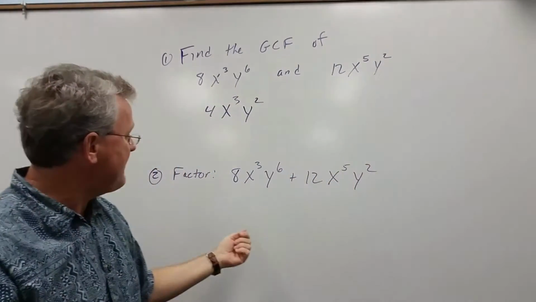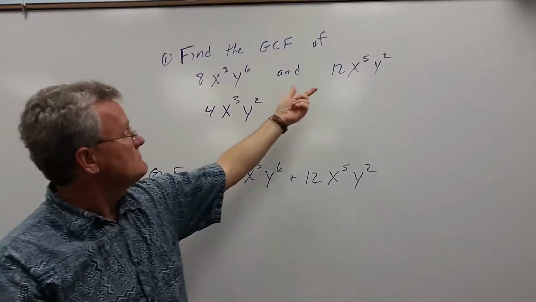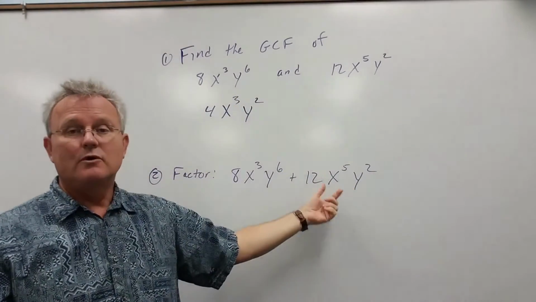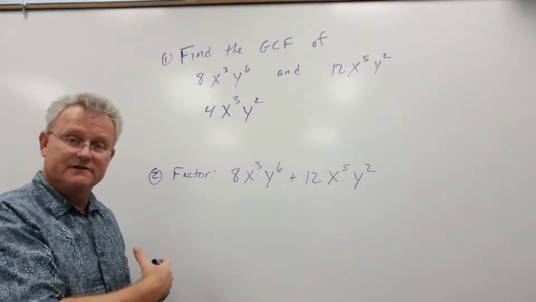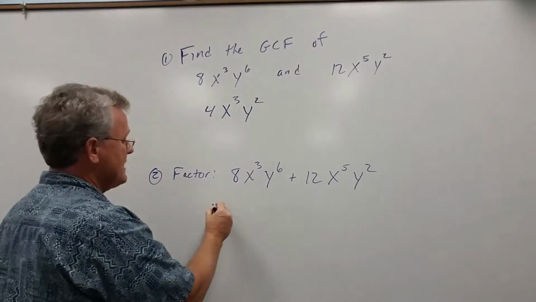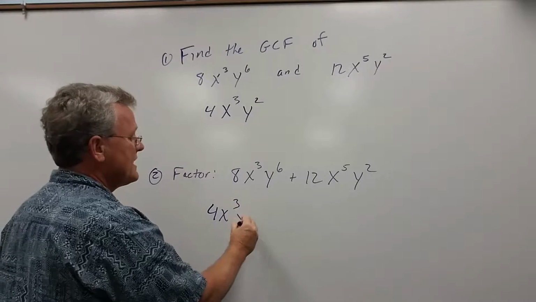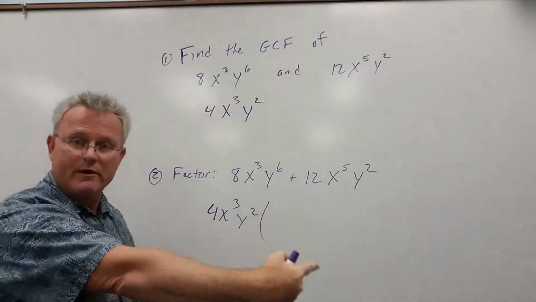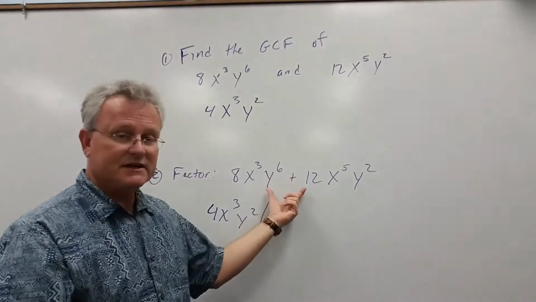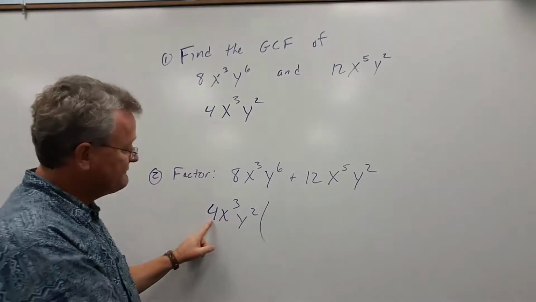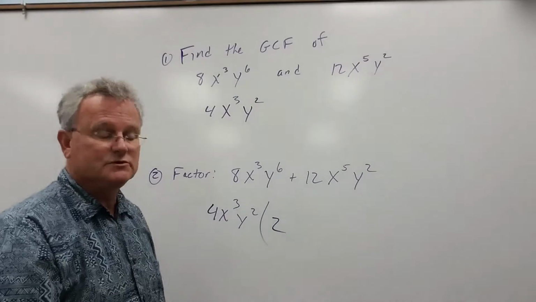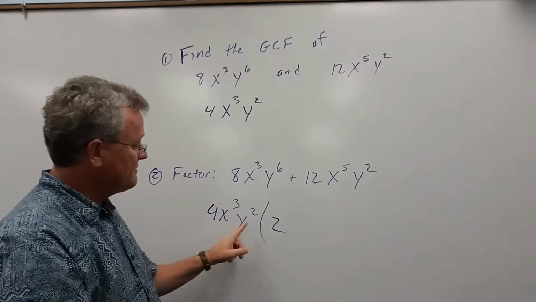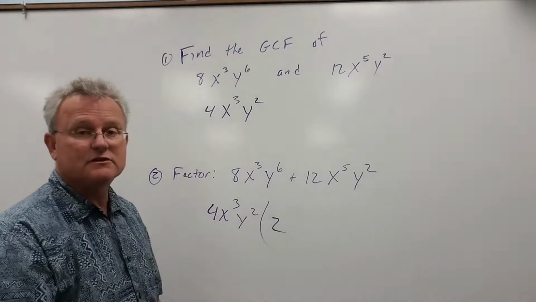So now let's factor this term plus this term. Well, we just found the greatest common factor, so that's the greatest factor that we can factor out. So when we factor that out, now when we multiply, we've got to get back to here. So the question is, 4 times what gives us 8? Well, 4 times 2. x to the 3 times what gives us x to the 3?